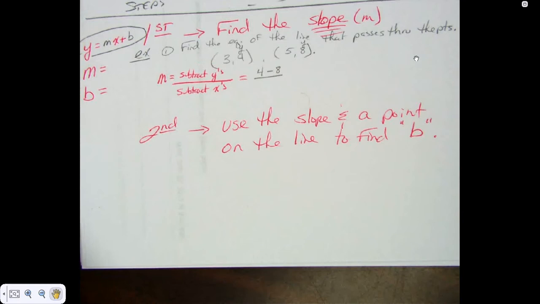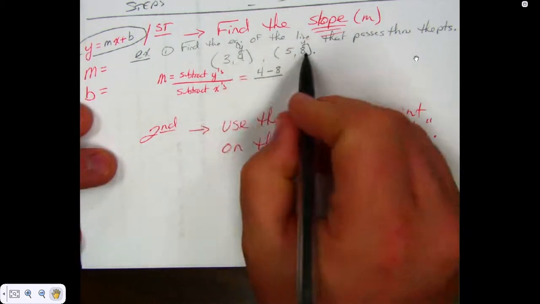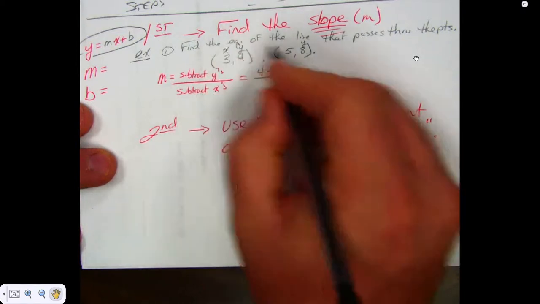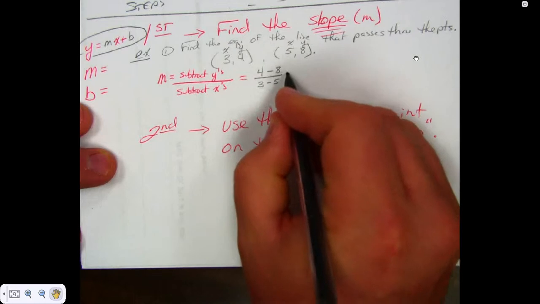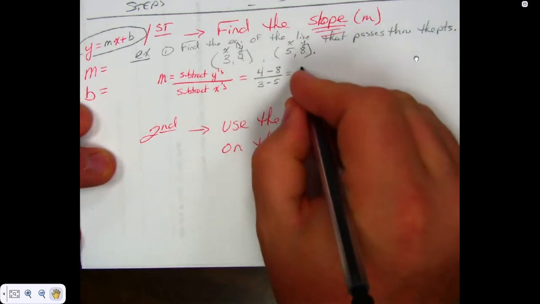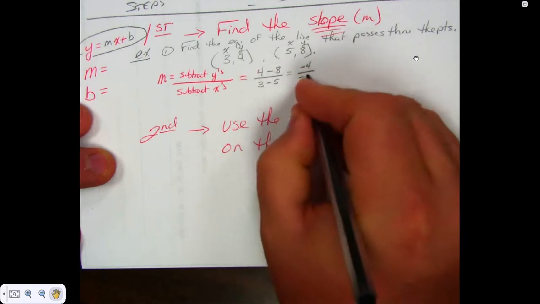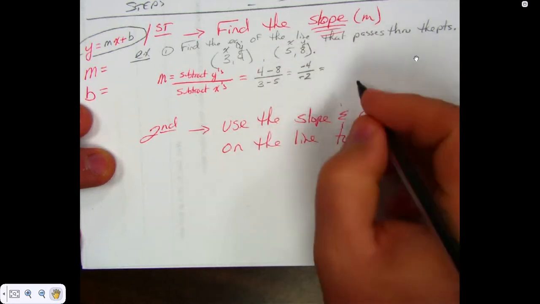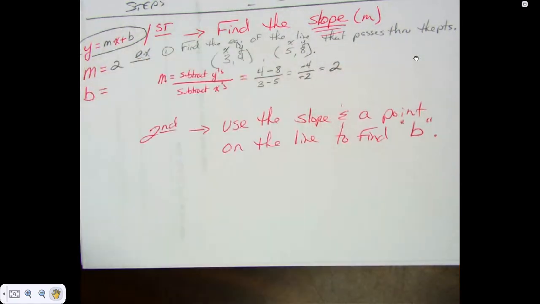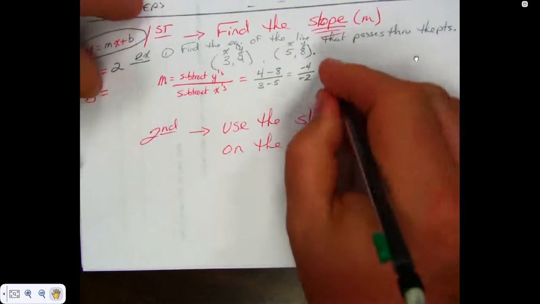All right, everybody put your pencils down. Just watch me do this. So my two y's are 4 and 8. So 4 minus 8, and then the bottom is subtract my x's. What are my two x's? 3 and 5. So 3 minus 5. What is 4 minus 8? -4. Over, what is 3 minus 5? -2. What's a negative divided by a negative? Positive. What's 4 divided by 2? 2. So have I found the slope now? Yeah. Slope is 2. I've got half of what I need.